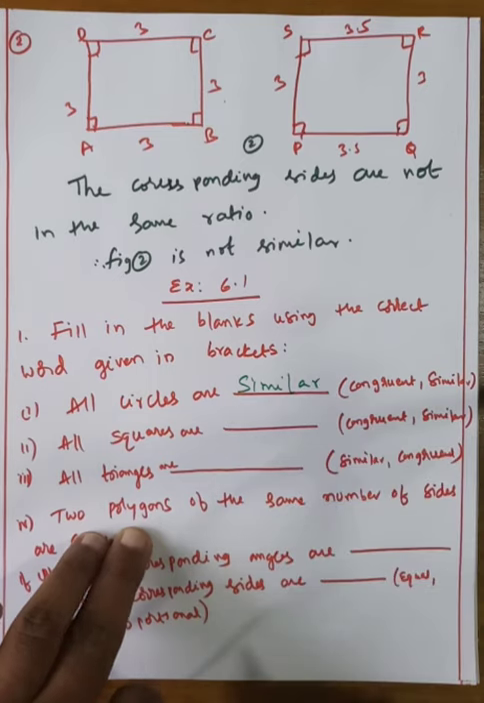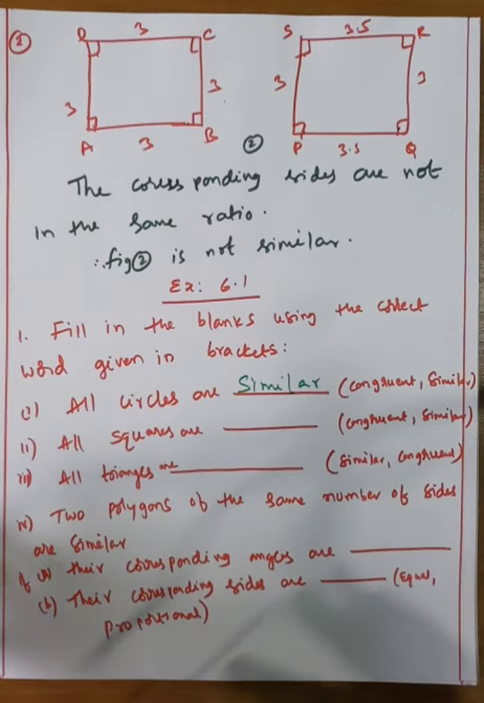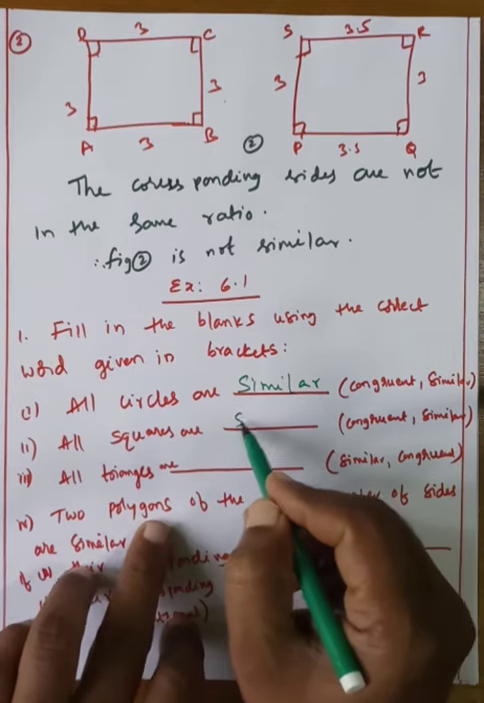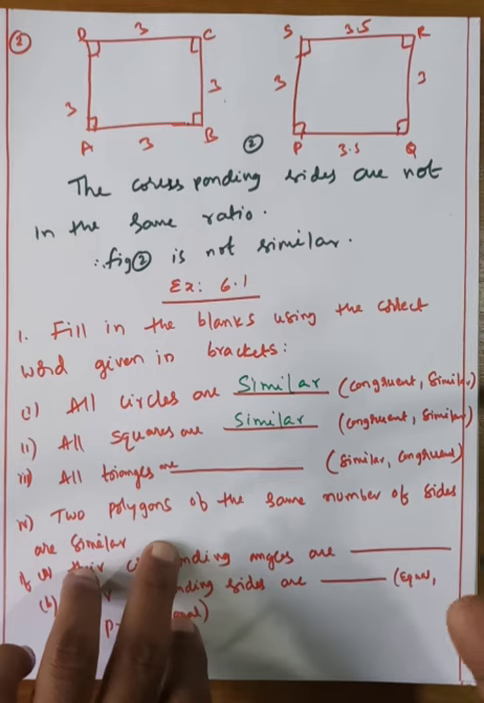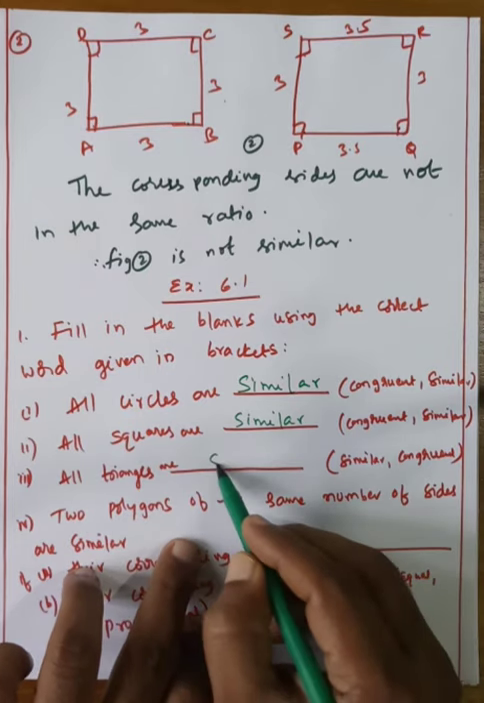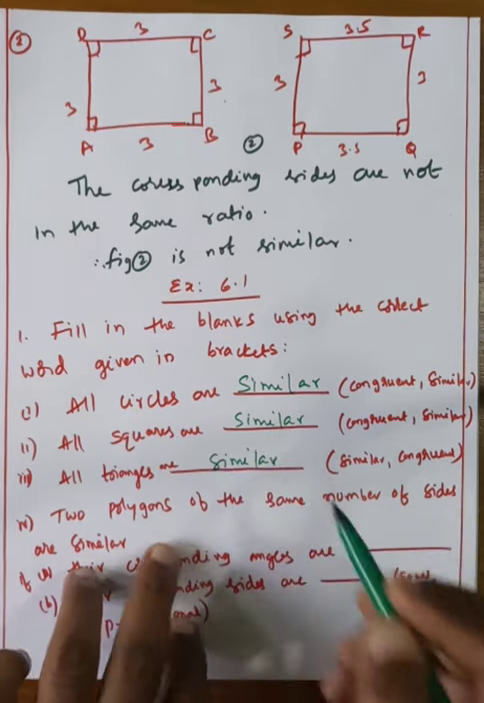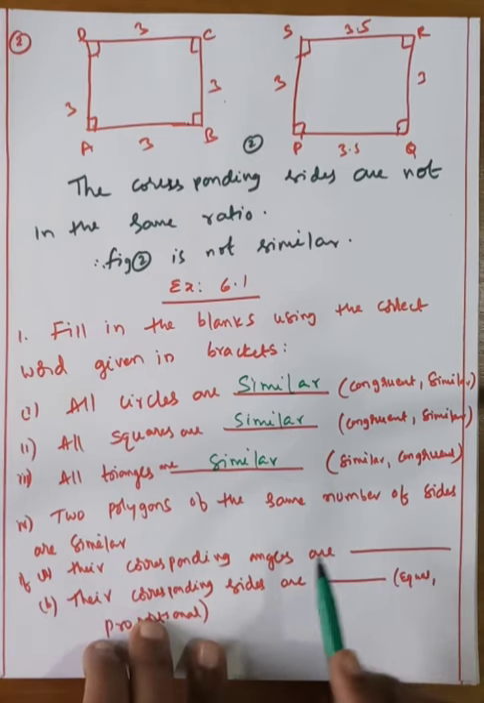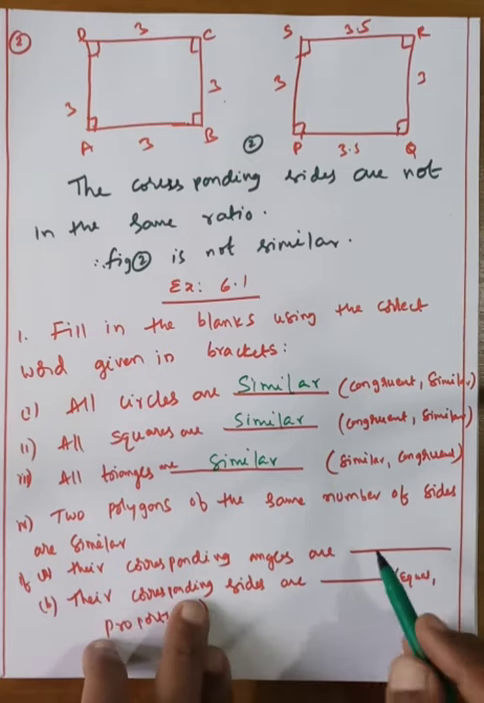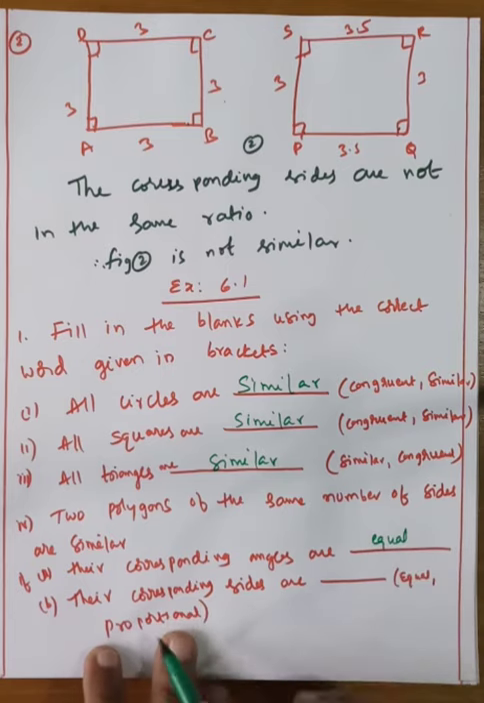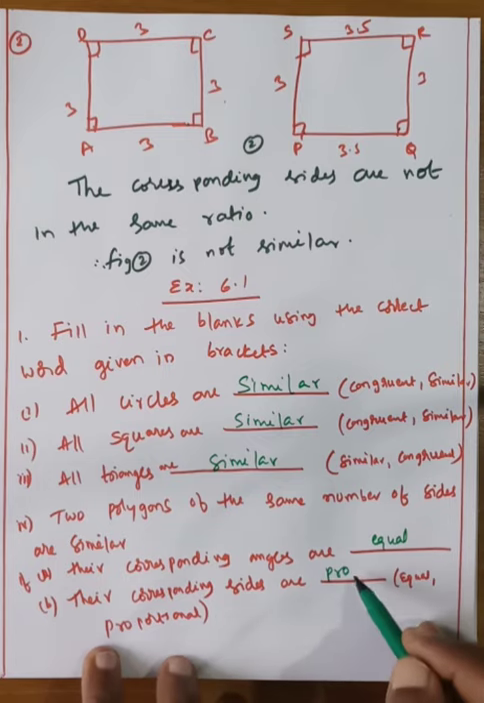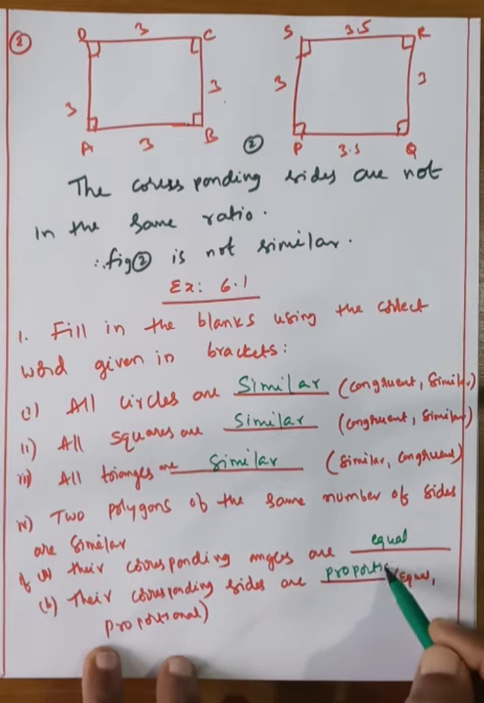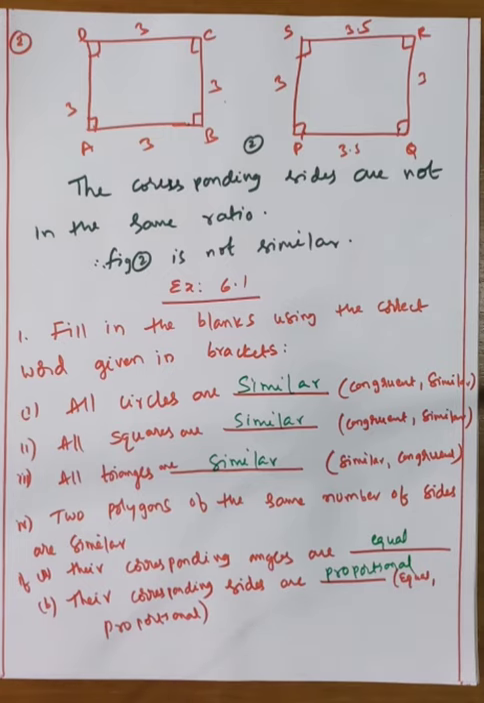Okay, my dear students, the squares also have the same shape but the size is different, that is similar. Next, all triangles also have the same shape but different size, means similar. Two polygons of the same number of sides are similar if their corresponding angles are equal and their corresponding sides are in proportion. Same ratio means proportional. In this way we will complete the answers. First we read each and every one carefully.